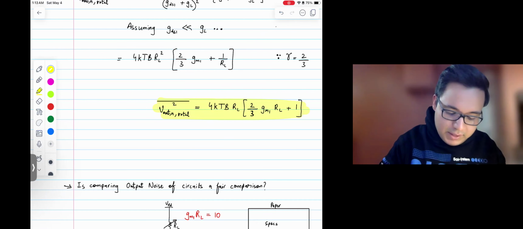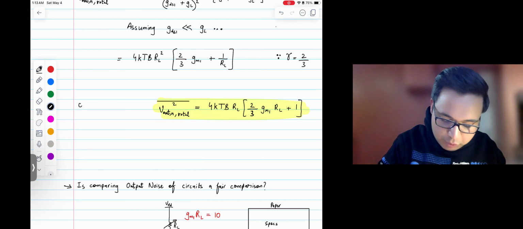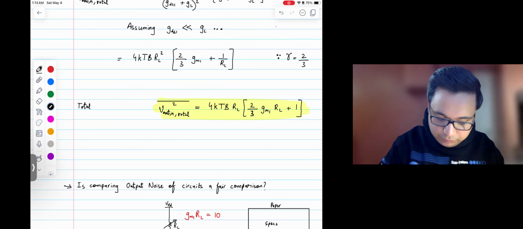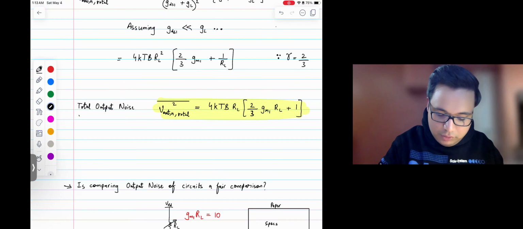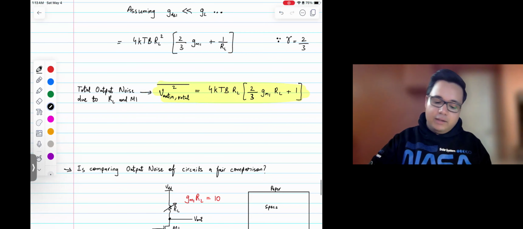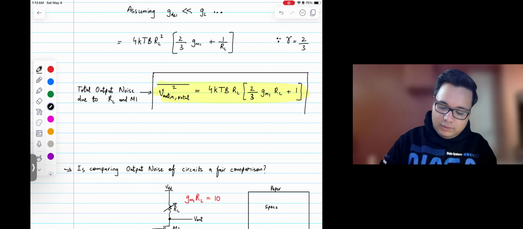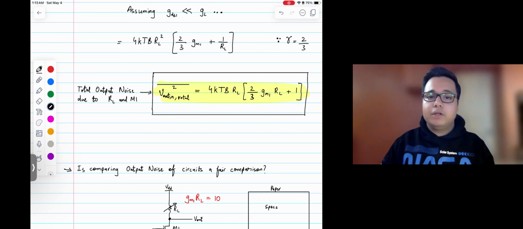So this is the total output noise due to the contribution from M1 and RL. So let me write total output noise, noise due to RL and M1. Right? So that's the expression. All right, so I want you to pause for a bit and look at this expression carefully. Can you recognize any familiar terms in this expression?